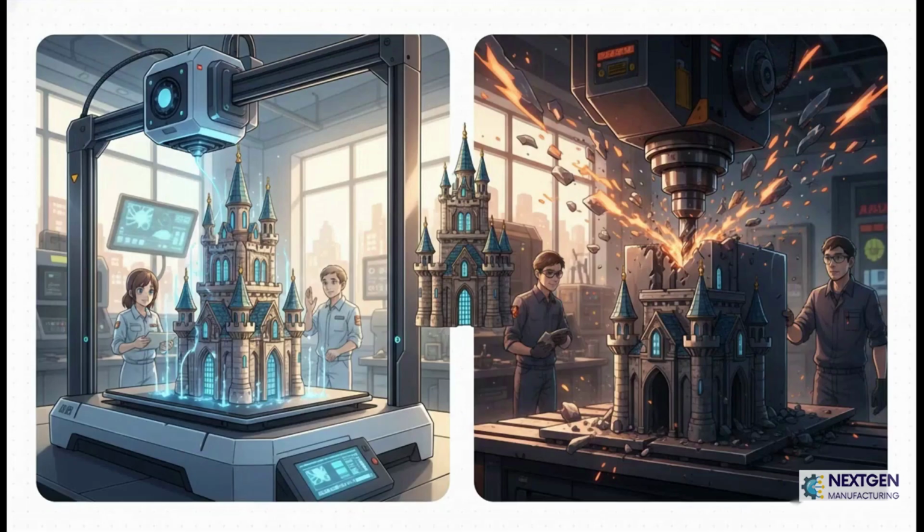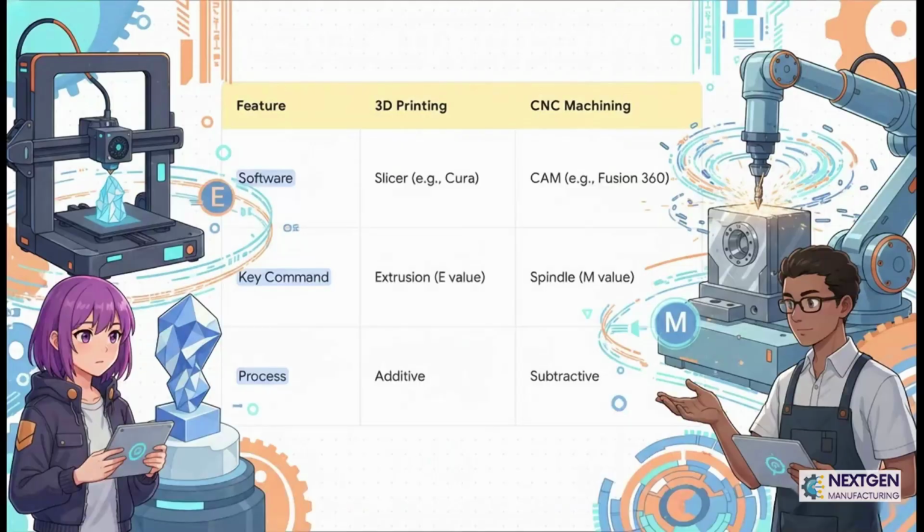Then you flip the script for CNC machining. It's subtractive. Here, the G-code guides a sharp cutting tool to remove material from a solid block, carving away everything that's not your part. And this table really lays out the practical differences. For 3D printing, you use a slicer program to turn your model into G-code, and a really key command is the E value, which tells the machine exactly how much plastic to push out.